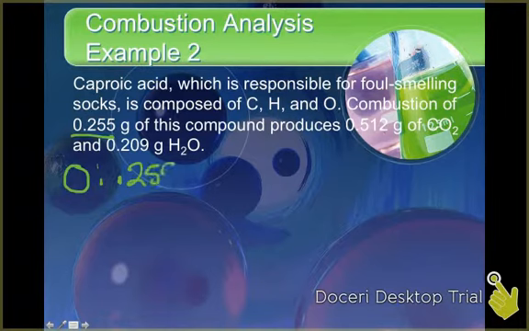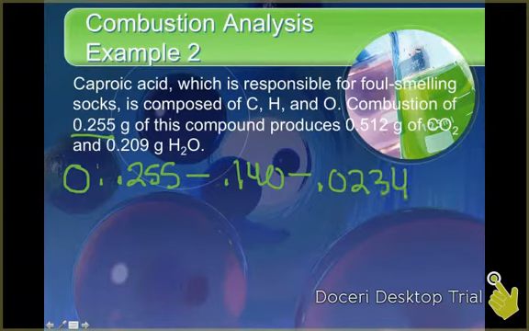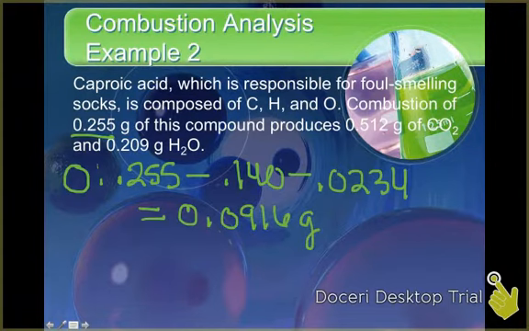So we're going to take 2.255, subtract our carbon, which was 0.140, and subtract our hydrogen, which was 0.0234. And from all this, we should get that our oxygen equals 0.0916 grams.